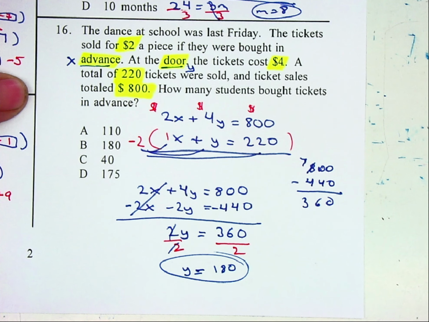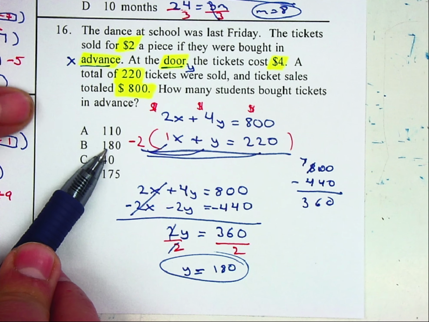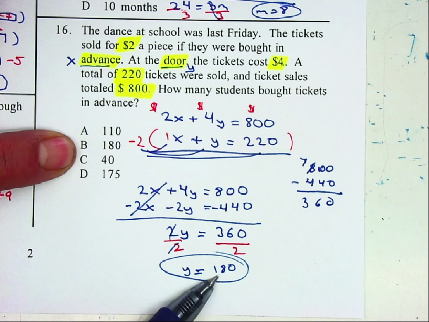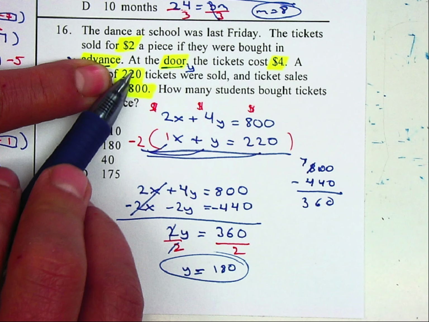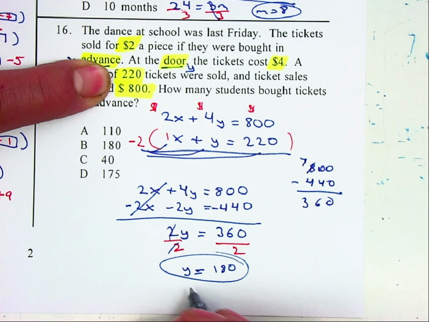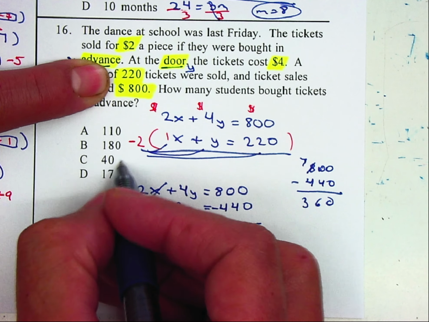So therefore your answer, that's your y. That's the door tickets. That's 180. If there were 180 door tickets, how many advance tickets? You have a total of 220. So 220 minus 180, your x value should be 40, since when you add them together, it gives you 220. So therefore your answer is letter C.